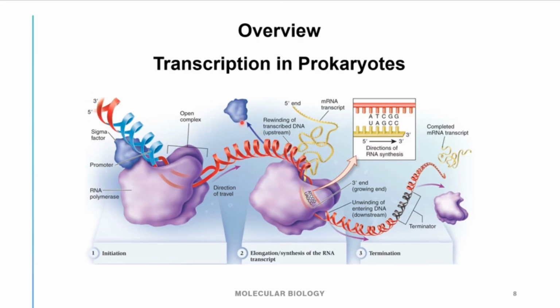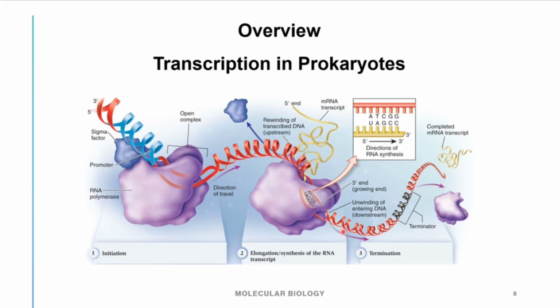And as you can see, the blue fragment, which is the sigma factor, dissociates from the RNA polymerase after it starts to move along the DNA. And of course, after the RNA polymerase reads the DNA, it will rewind back into the double helix behind the RNA polymerase, or upstream of the RNA polymerase, to revert back into a double-stranded structure.